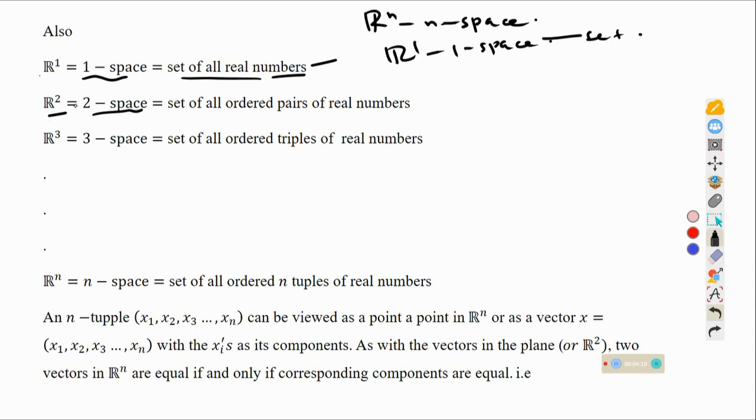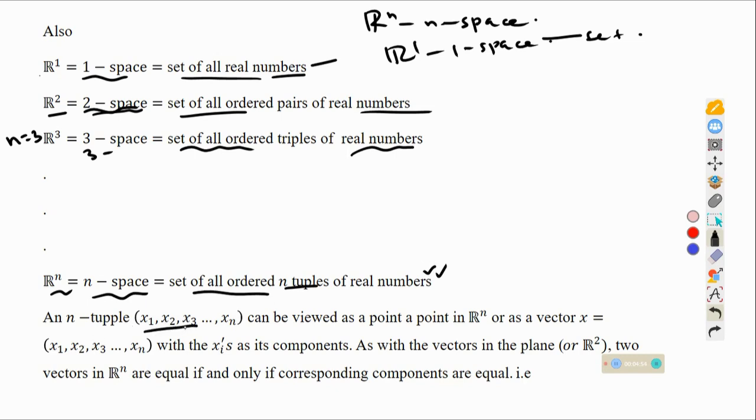When n is 2, we call this a 2 space, and that is the set of all ordered pairs of real numbers. When n is 3, we call this a 3 space, and of course this would be the set of all ordered triples of real numbers. And the trend continues up to Rn, which is an n space, and we call this the set of all ordered n tuples of real numbers.